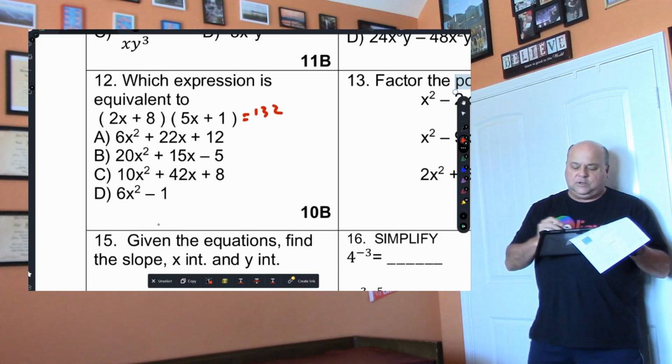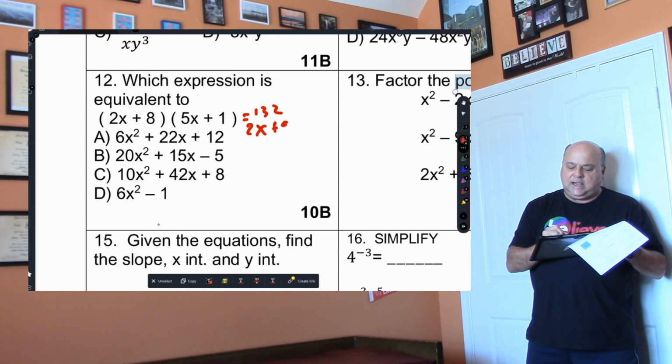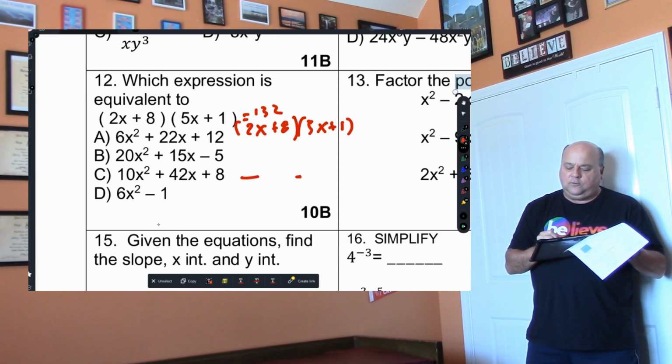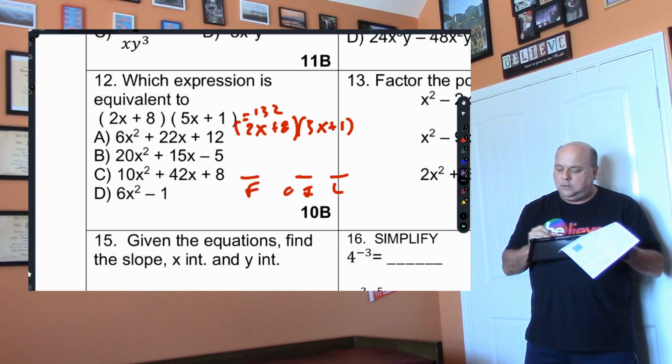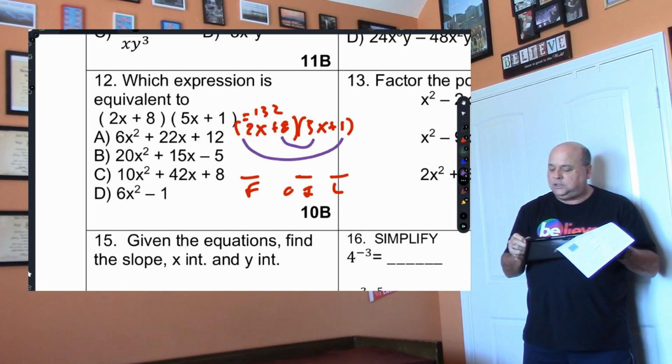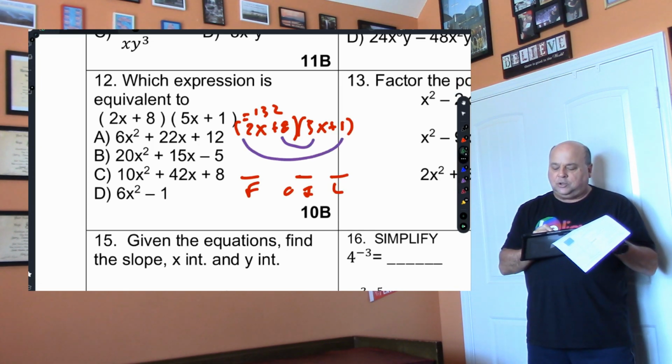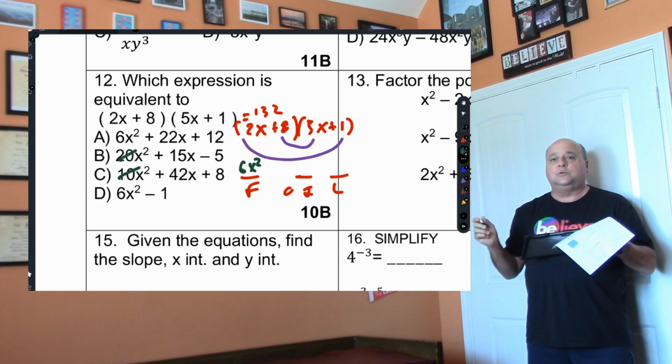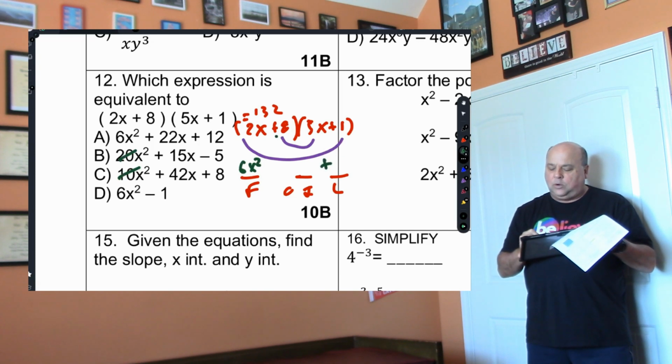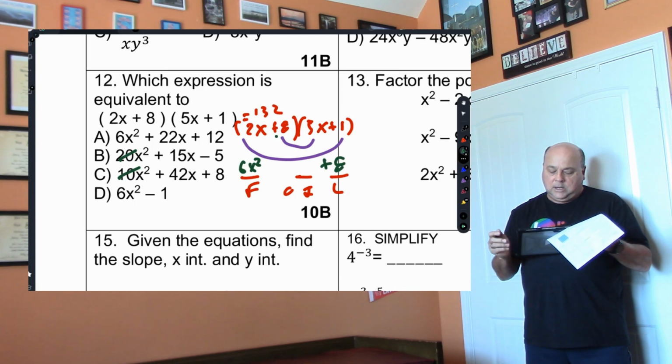Now then, let's see if we can do this by hand. 2x plus 8 times 5x plus 1. Remember, we're going to do FOIL, F-O-I-L, and we need to draw our arches, don't we? So we have an inside arch and an outside arch. The F stands for first term, so 2x times 5x is 10x squared. It's got to start with 10x squared. These are wrong. The last term is 8 times 1. It has to end in plus 8. Is that right? And these choices will not match up because it has to end in plus 8.